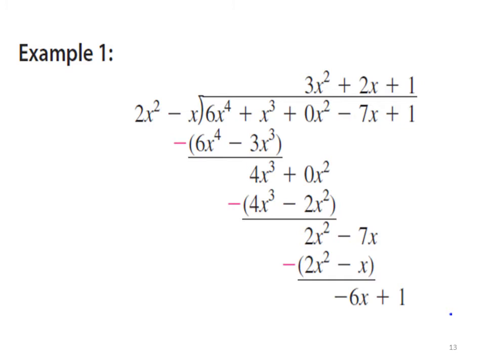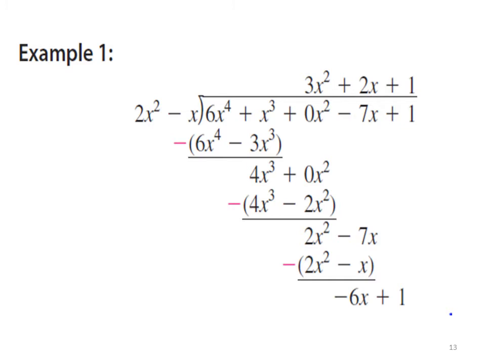Now bring down the 0 term, the x squared term, which is 0 times x squared, and divide again. 4x cubed divided by 2x squared is just 2x. Multiply 2x by 2x squared minus x. You get 4x cubed minus 2x squared. Subtract again. The x cubed term will cancel, and you will be left with 2x squared. Now it's time to bring down the minus 7x, and carry out the division again.